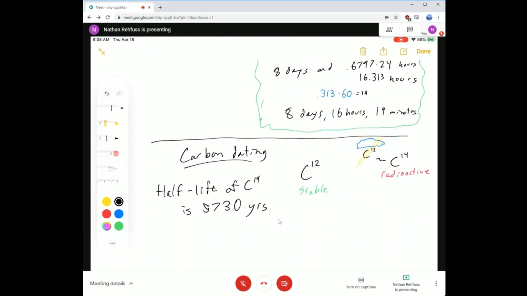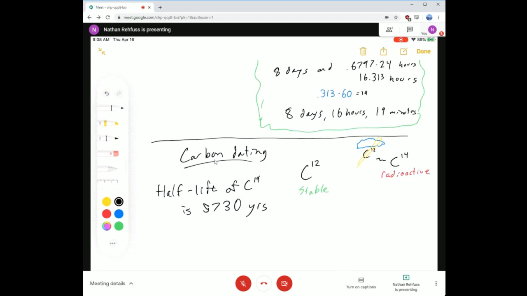Same thing works for wood, because trees have a predictable ratio of 12 to 14. So if I measure the ratio of 12 to 14 in, say, a picture frame, I can tell you when that picture frame was turned from a tree into a picture frame, and that establishes a maximum age on the painting inside. So all sorts of convenient ways to use carbon dating.